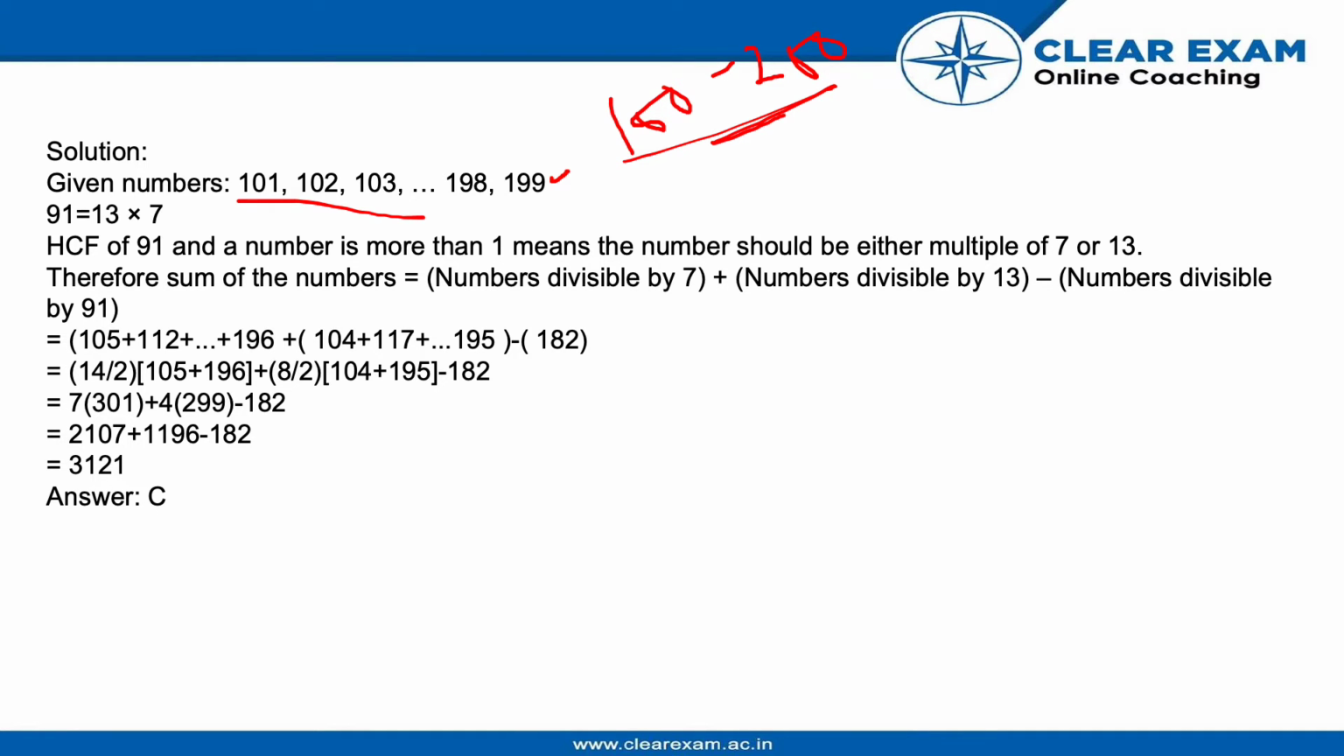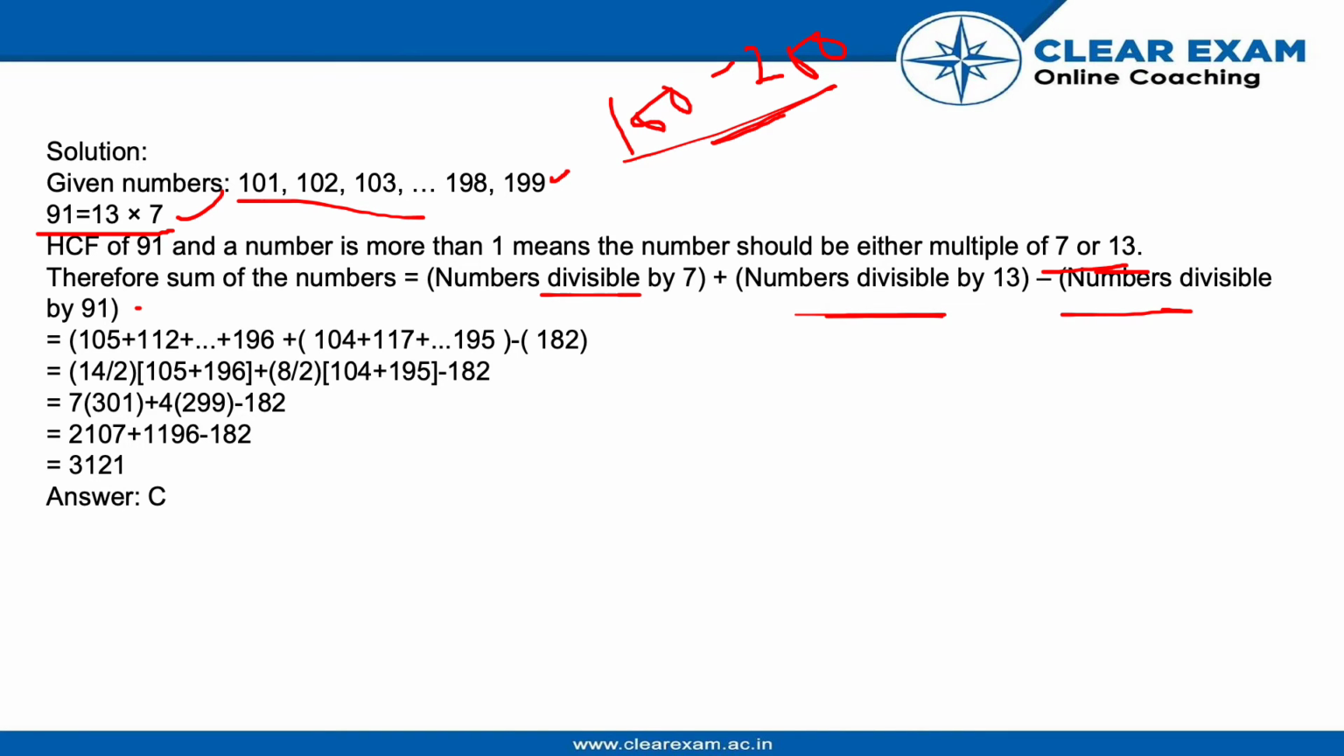And HCF of 91 and a number being more than 1 means the number should be either a multiple of 7 or 13. That's why, as 91 is equivalent to 13 into 7, either it will be a multiple of 7 or it will be a multiple of 13. And the sum of the numbers can be written as the sum of multiples of 7 plus the sum of multiples of 13 minus the sum of multiples of 91.